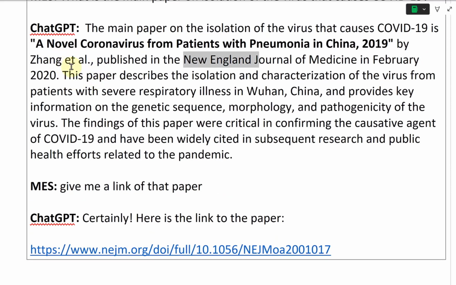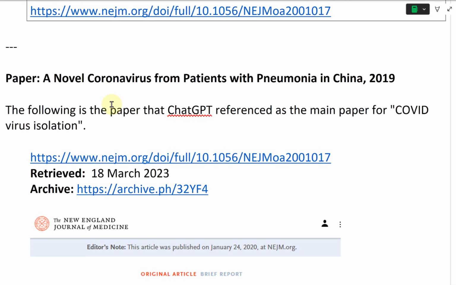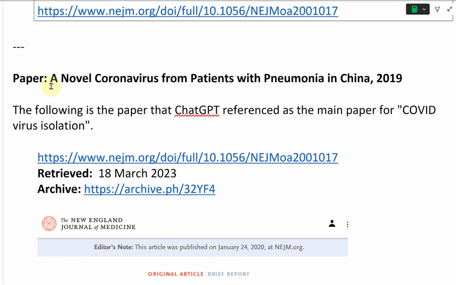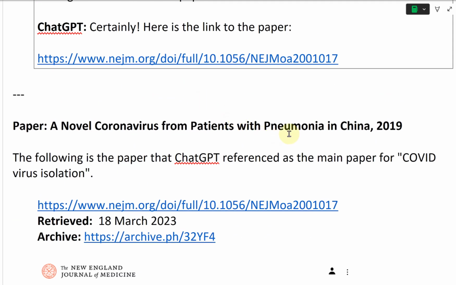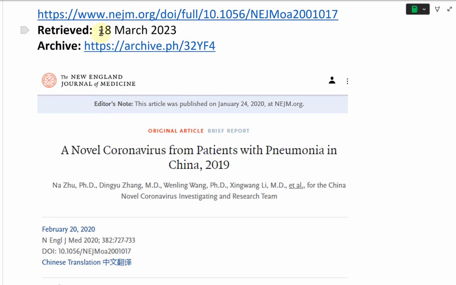But the actual paper was published in January, I believe. Anyways, let's continue further. All right, so here is the paper: a novel coronavirus from patients with pneumonia in China, 2019. And the following is the paper that ChatGPT referenced as the main paper for, quote, COVID virus isolation. Series from the New England Journal of Medicine, nejm.org, and so on. I retrieved this March 18th, 2023.